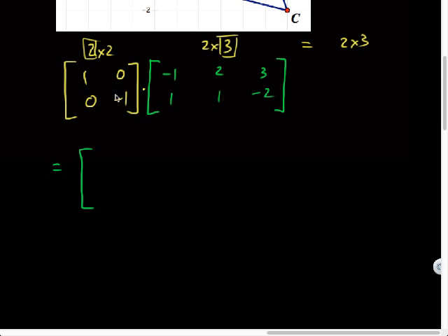So, 2 by 3. First row, first column answer. Where does that come from? 1 times negative 1 is negative 1, 0 times 1 is 0. Bam. It's up to you whether you find first row or second row first. I like to move horizontally. It doesn't matter as long as you're multiplying the right components. First row, second column: 1 times 2 is 2, plus 0 times 1 is 0. Then first row times third column: 1 times 3 is 3, and 0 times that is 0.